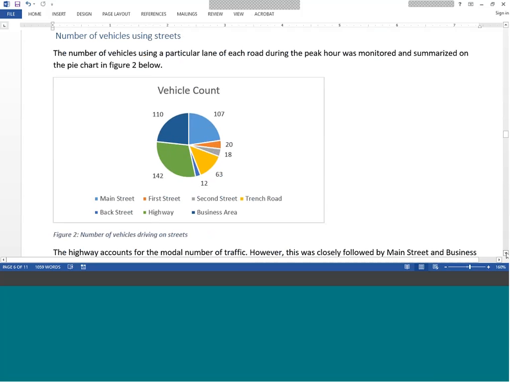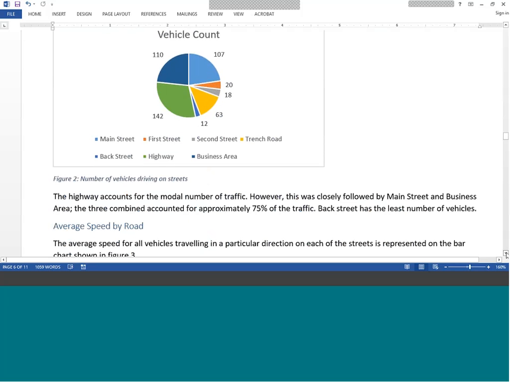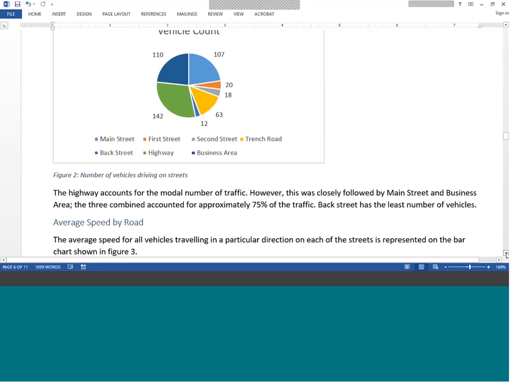And observe also that this entire SBA was done on the computer. Even the diagrams and so on are done using the computer. The students should be encouraged to do similar SBAs too, where they can use Excel or SPSS or whatever software is appropriate that they're familiar with. They can use these software to generate these items. They can type, they can do the entire SBA on their computer, as this example is showing, if the student wishes to do so. The highway accounts for the modal number of traffic.